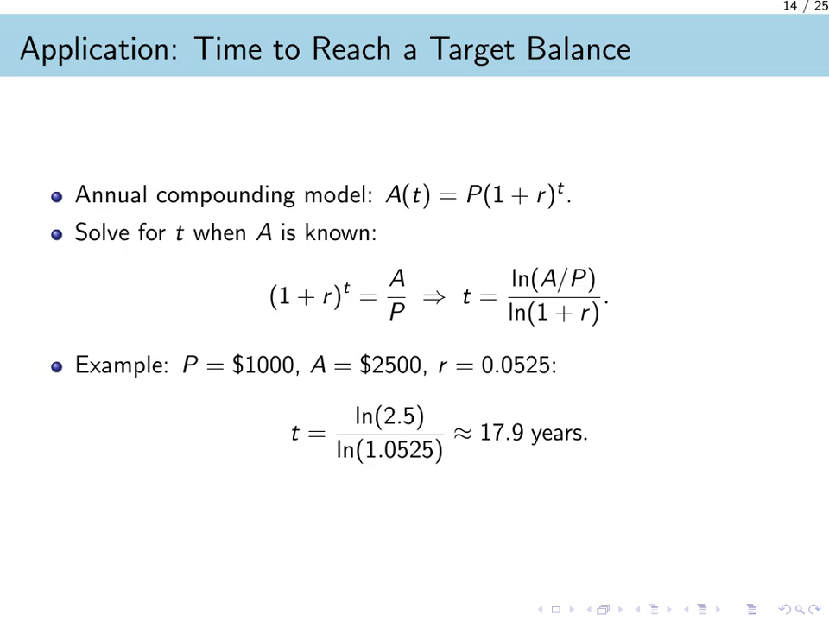t equals the natural log of the quantity A over P, all divided by the natural log of the quantity 1 plus r. For an investment of $1,000 to grow to $2,500 at 5.25% interest, we calculate the natural log of 2.5 divided by the natural log of 1.0525, which is about 17.9 years. Remember that logarithms are the essential tool for solving for an unknown exponent in these kinds of problems.